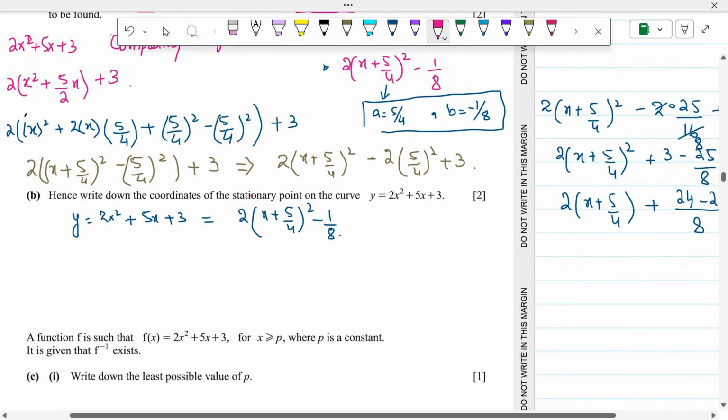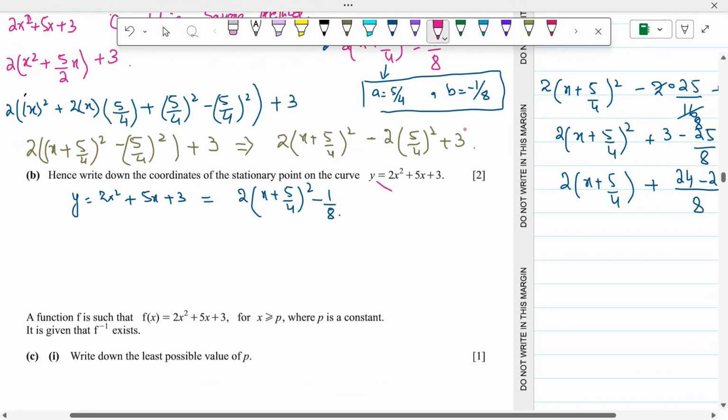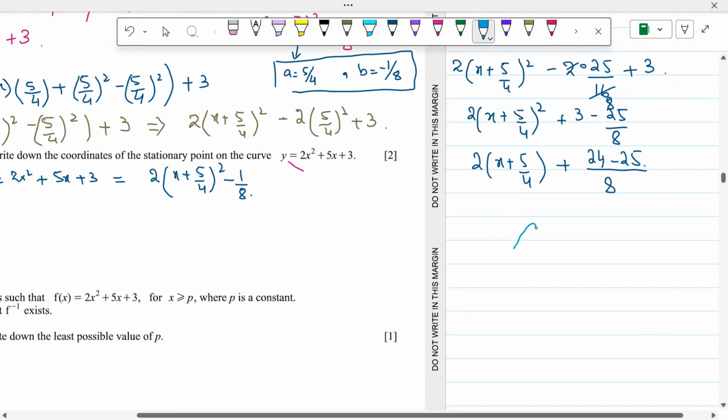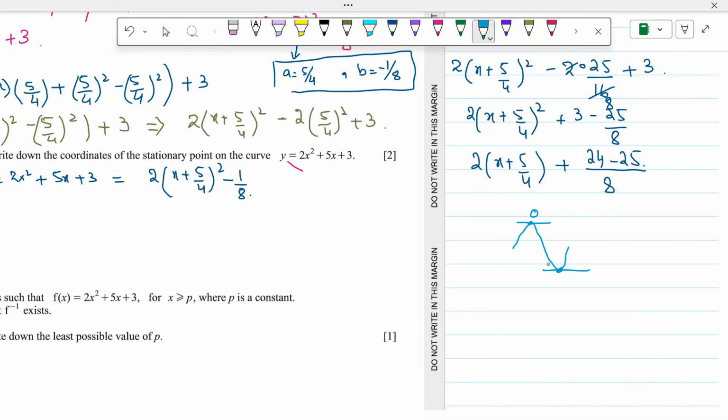Now, a stationary point is the point where the derivative is 0. If you differentiate this equation and equate it with 0, you can find the x coordinate, and plugging that x coordinate into this equation, you can get the y. This is one method. Another method: graphically, if we have a curve, the maximum point and the minimum point are the stationary points, because here the derivative is 0. At this point the tangent is parallel to the x-axis, and the point where the derivative is 0 we call a stationary point.